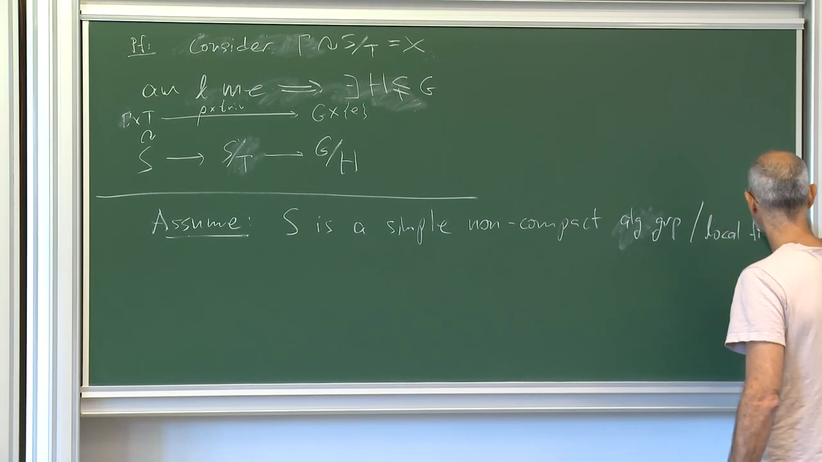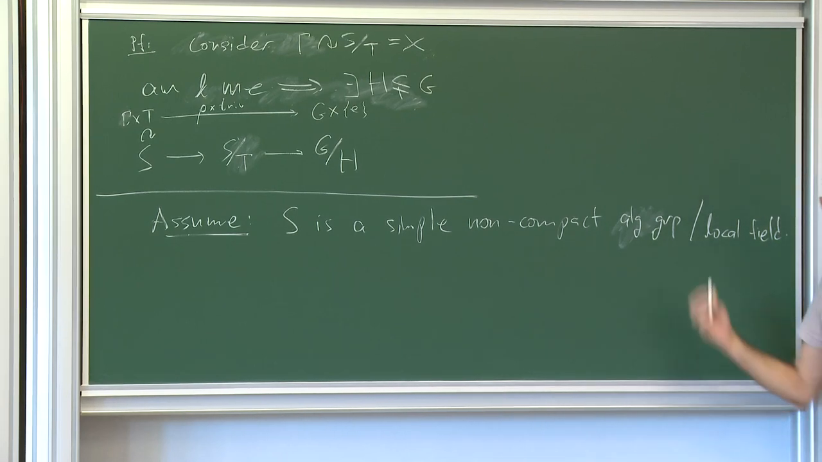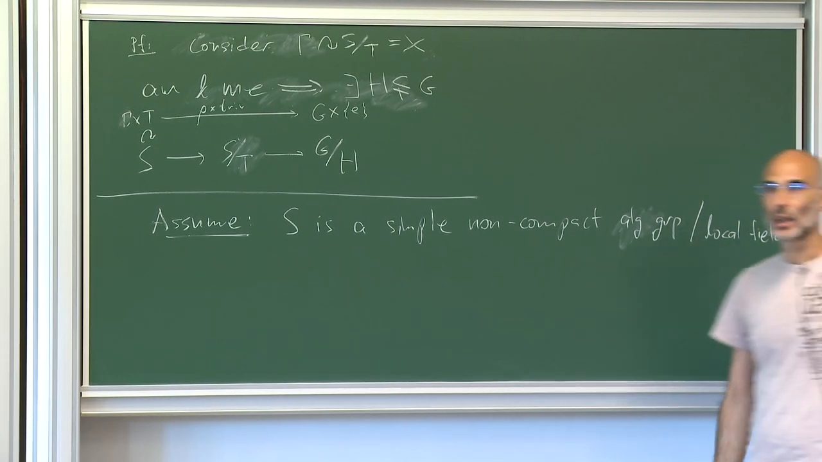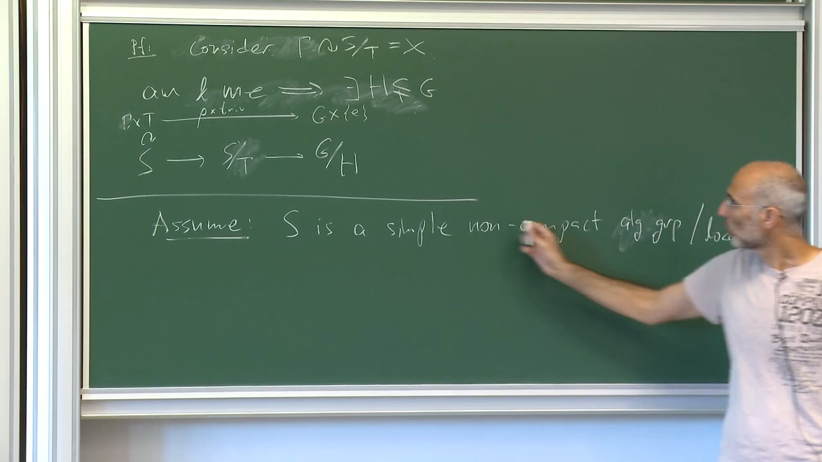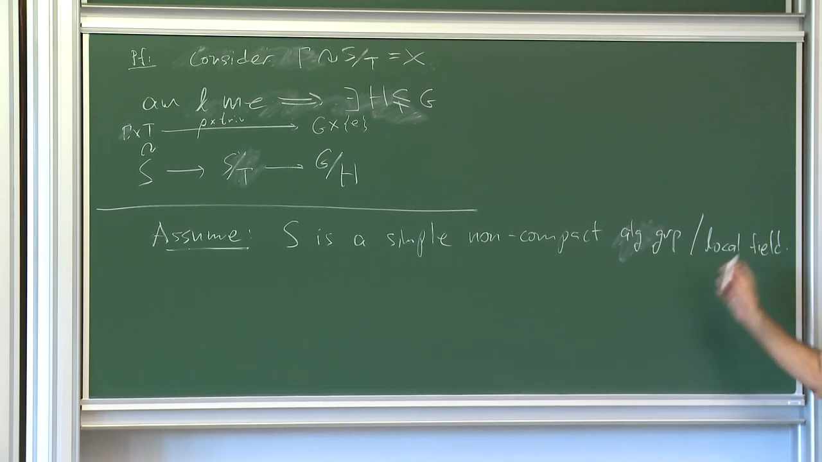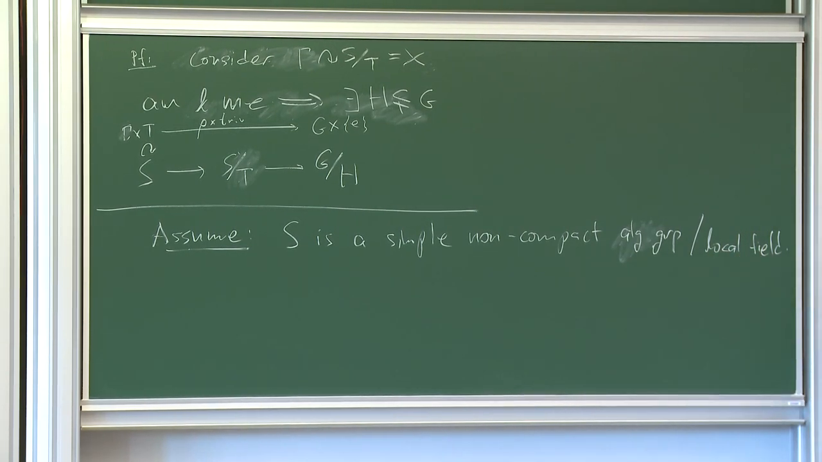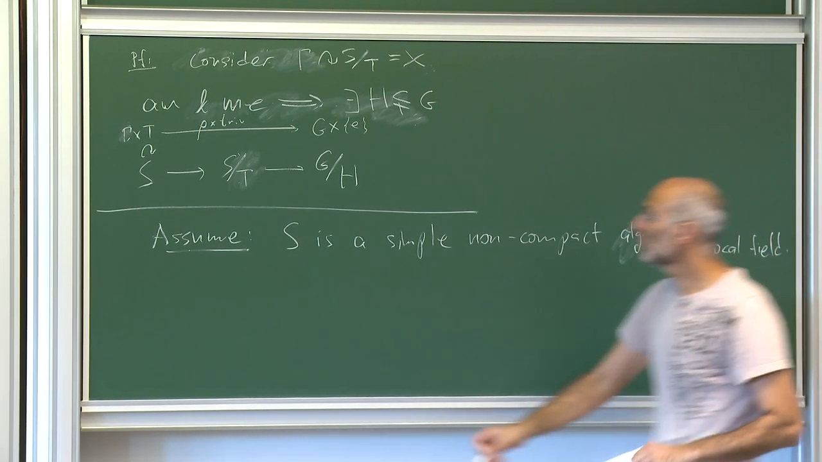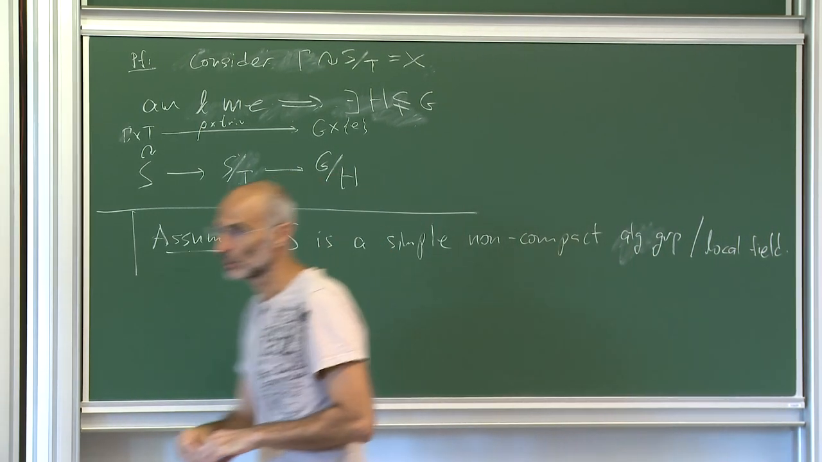Not even give a name to the local field. You can think of S to be a simple Lie group. I want it to be a non-compact simple algebraic group, maybe over another field than K on which G is defined. Maybe it's over the reals. So this will be a standing assumption for me now.